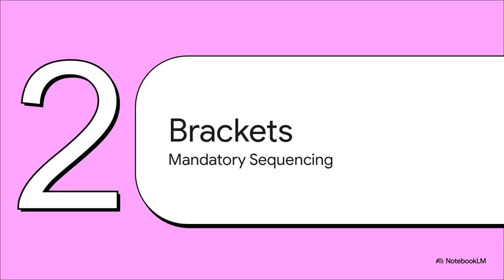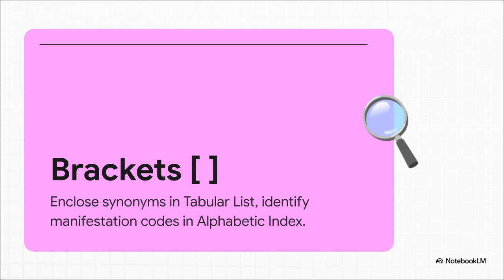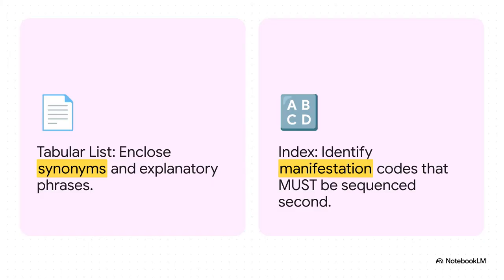Moving on to Section 2, brackets and mandatory sequencing. Let's look at our first major punctuation mark, brackets. According to the CMS legal definition, the meaning of a bracket changes depending on where you see it. In the tabular list, they enclose synonyms, alternative wording, or explanatory phrases. Basically, they give you a little more context. But, and this is a massive but, in the alphabetic index, brackets are used to identify manifestation codes. Just look at this comparison here.